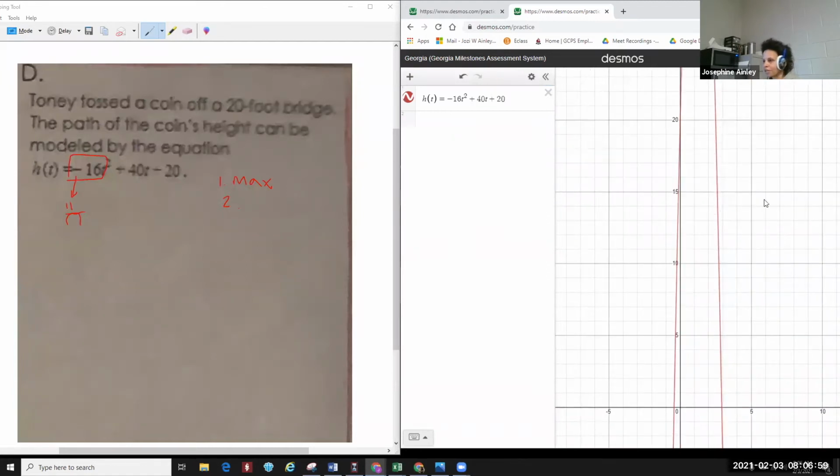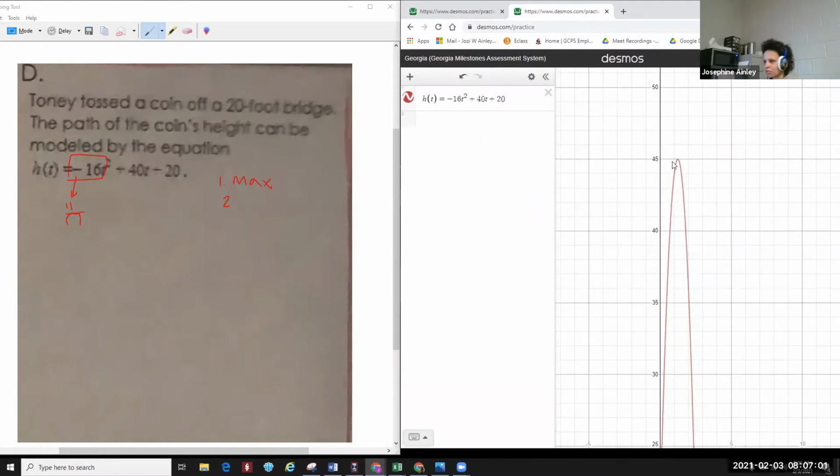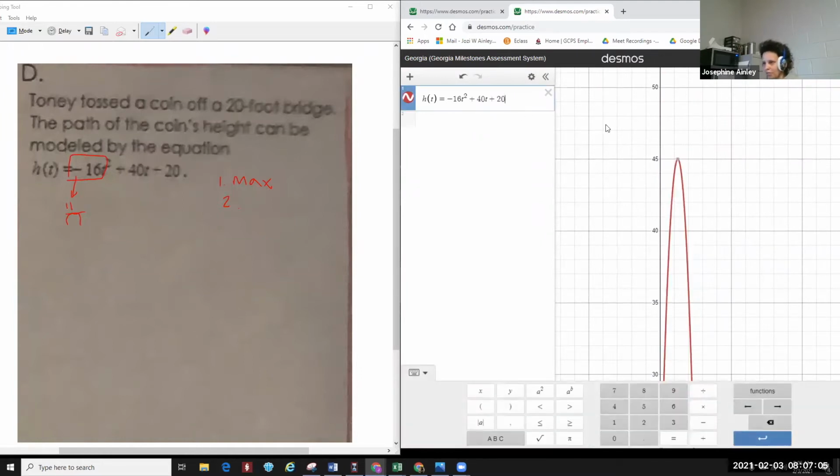So I have a max. Let me go to the max. So here's my max. I've clicked out of it. You see, it won't tell me, but if I click that box, the point comes back. My max happens at when x is 1.25 and y is equal to 45. All right, so y is equal to 45. So my max happens at 45.